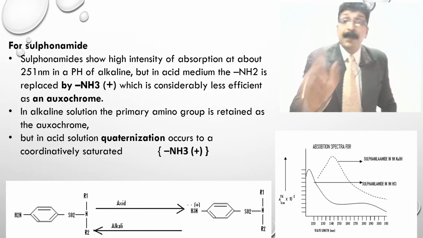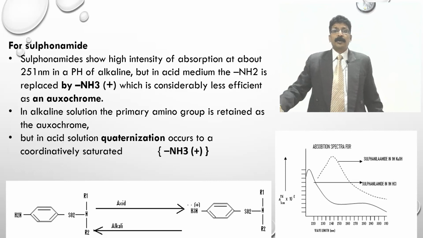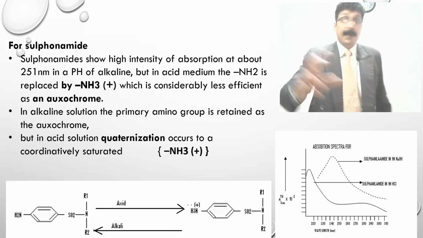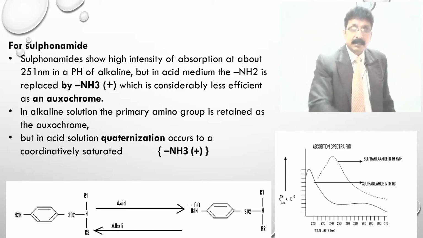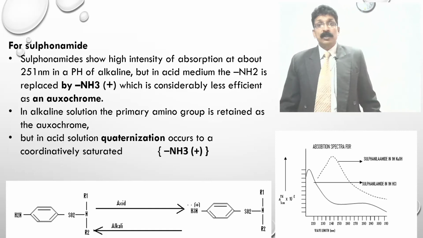But at the same time, you see sulfonamides in an acid medium, the peaks are not very sharp and the absorption is lower, because the nitrogen getting attached with one hydrogen undergoes quaternization, and the auxochrome effect of the nitrogen, the sharing of the lone pair of electrons, is hindered by this ionic configuration, or you can see the hydrogen substituent. So that's one example which you can mention very clearly by means of a graph of sulfonamides, showing how the solvent system and the pH play a role.